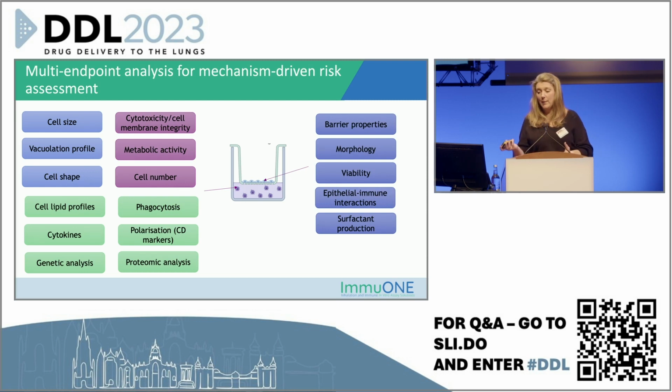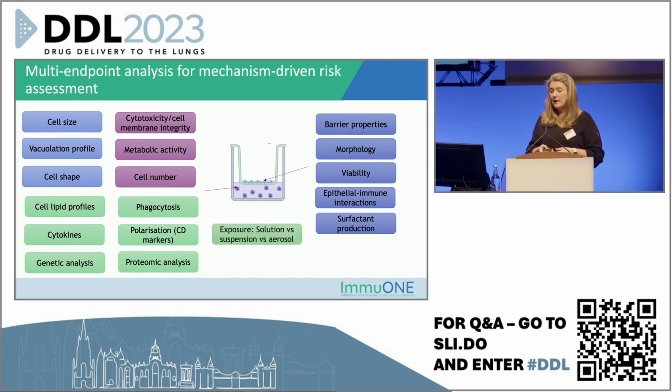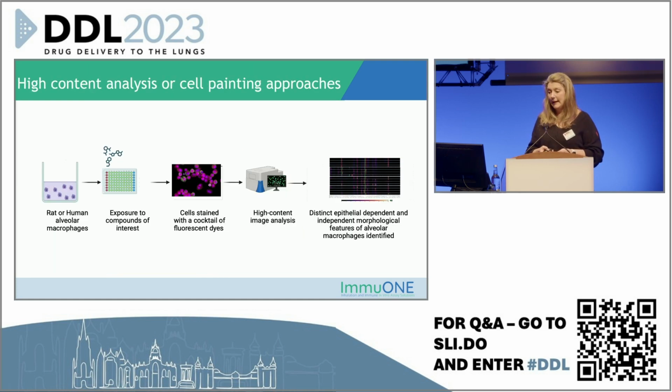And we can copy that alongside what the barrier changes, what's the viability, what's the morphology, what's the interaction between the two cells, and we can expose it in different ways to understand that. So multi-endpoint analysis for risk assessment is really key.